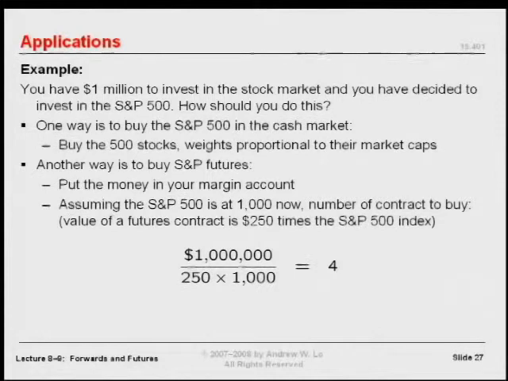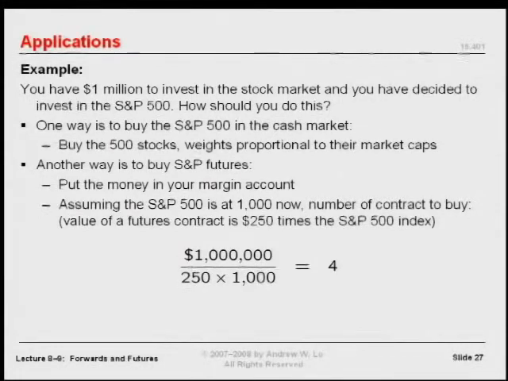Suppose that you've got $1 million to invest in the stock market, and you've decided that you want to invest it in the S&P 500. You don't want to invest it in any other individual stocks. You want a broadly diversified kind of investment, and the S&P looks like a pretty good thing. Okay. So there are several ways of doing this. I'm going to focus just on two.